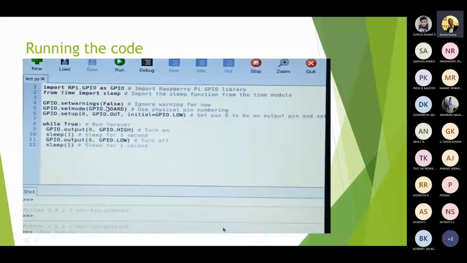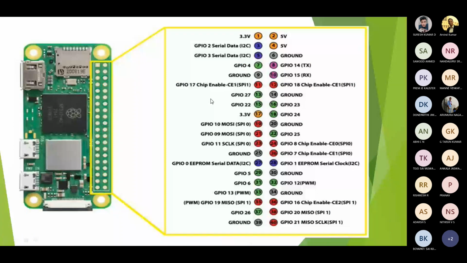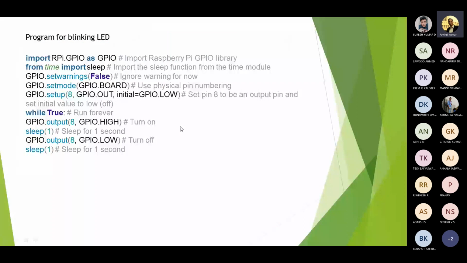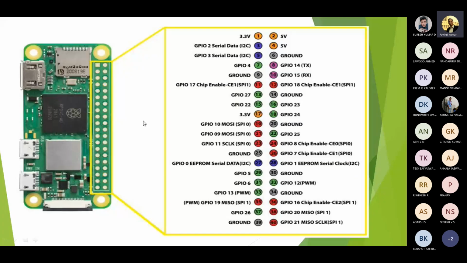Now I will just install this blinking code. This is the program for blinking an LED. As you can see, initially I have set GPIO low. So what is GPIO? It is general purpose input output. As you can see in the pin diagram of Raspberry Pi, all these pins are input and output both.